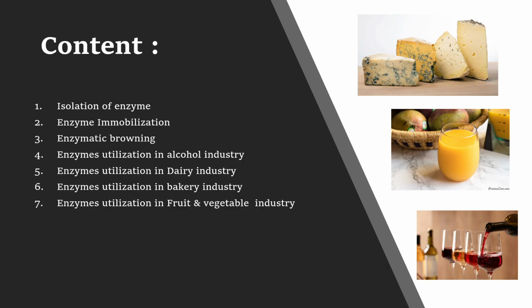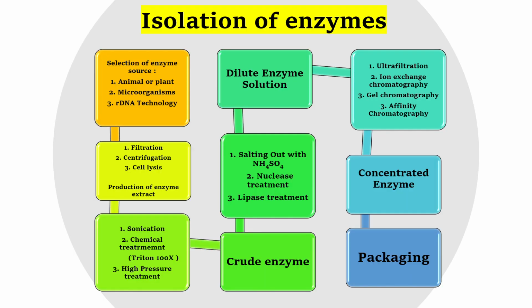Today we are going to discuss some further topics which are more important from your career as well as competitive point of view. Today we are going to discuss the isolation of enzymes, the way by which we isolate enzymes, enzyme immobilization, a very famous process, enzymatic browning, and some important industries wherein enzymes are applicable, such as alcohol, dairy, bakery, and fruit and vegetable industries. So without wasting time, let us start.